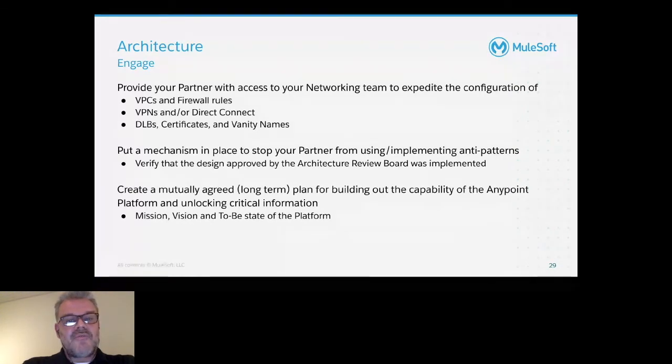And why am I saying that? Because so many times we get into a situation where the customer says, oh, and dear partner, we need you to set up our network. And a developer says, okay, and what do you want me to do? Well, I want you to connect with MuleSoft and get VPCs configured and get DLBs and VPN, everything in place so that we can start. And that's not fair. A developer is not a network expert.